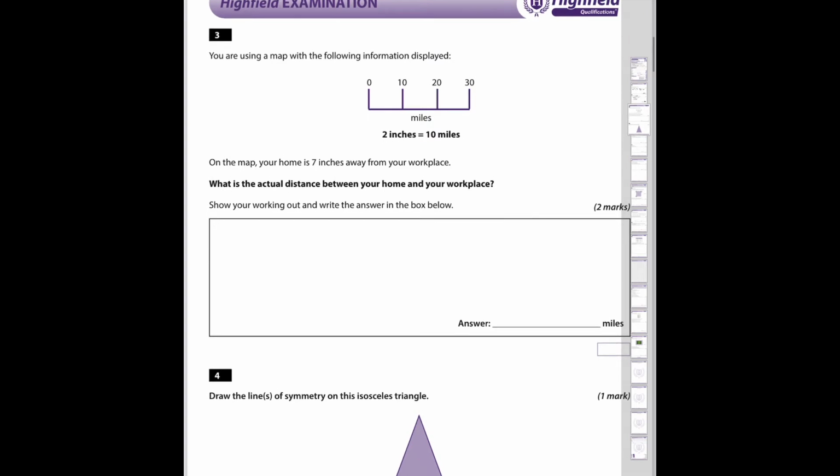Number 3, you're using a map with the following information displayed. On the map, your home is 7 inches away from your workplace. What's the actual distance between your home and your workplace? So we want to find out what 7 inches is equal to. 2 inches is 10 miles, so 1 inch is going to be 5, and 7 is going to be 5 times 7. If you want to use a calculator, feel free, but 5 times 7 is 35. So your answer is 35 miles.